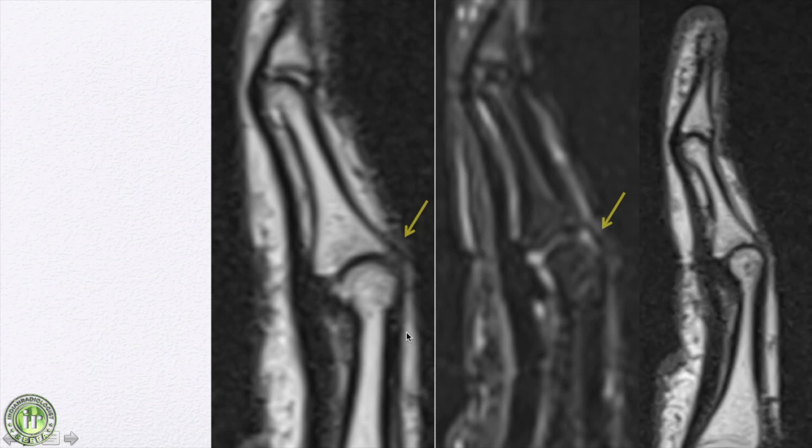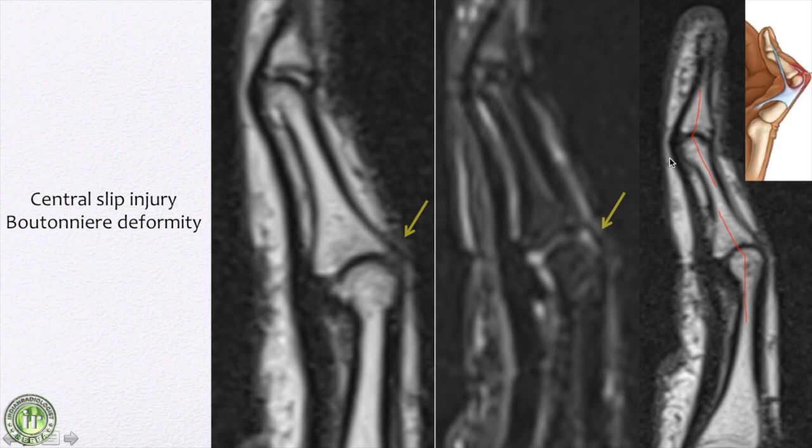And if you see the entire finger, this patient has actually started to develop a flexion deformity at the proximal joint and the extension deformity at the distal joint. So this is nothing but central slip injury, which has been there for a longer period of time and now has resulted in Boutonniere deformity.